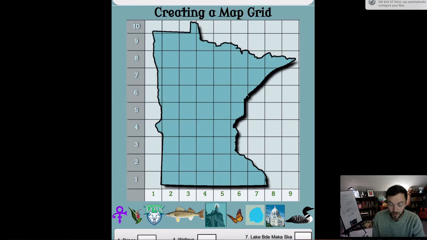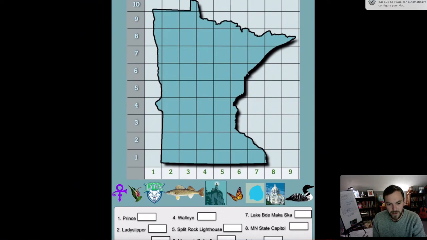Now, you might want to do a little research and find out, and it might just be a matter of looking on Google or asking someone in your household. This is a fun thing to work on with your parents. Where would I find these symbols? Where might these things be found in Minnesota? A really fun thing to research and look up. And if you're not sure, well, that's okay too.